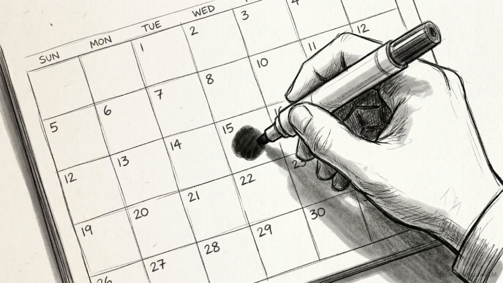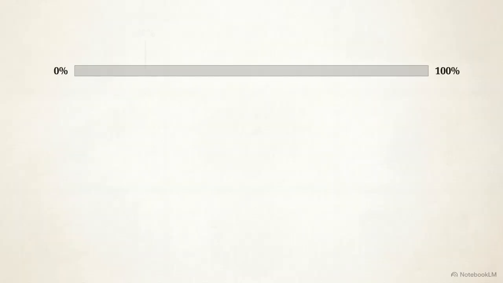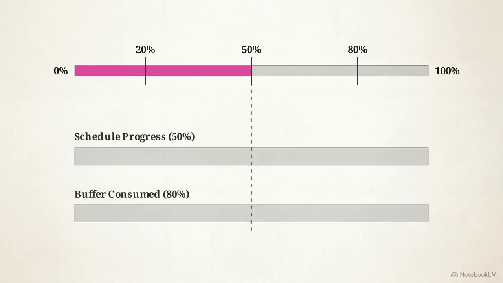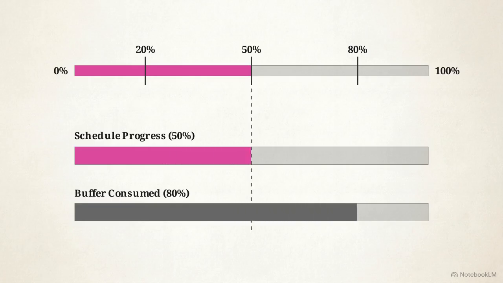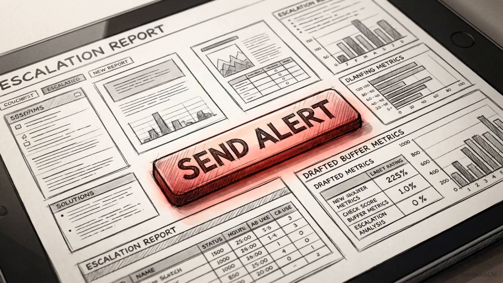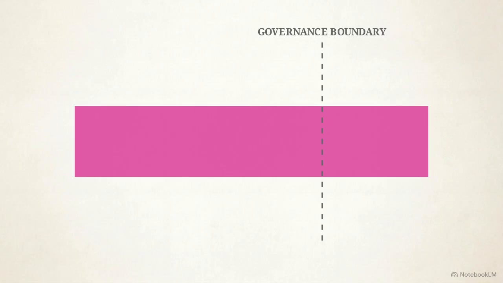Now, open your calendar. Hard code mandatory review sessions to trigger at exactly 20%, 50%, and 80% of the project's total elapsed time. During these checkpoints, you will measure one specific metric, the percentage of buffer consumed against the percentage of the schedule completed. If your buffer consumption is outpacing your progress, you escalate the issue right then, using hard data.